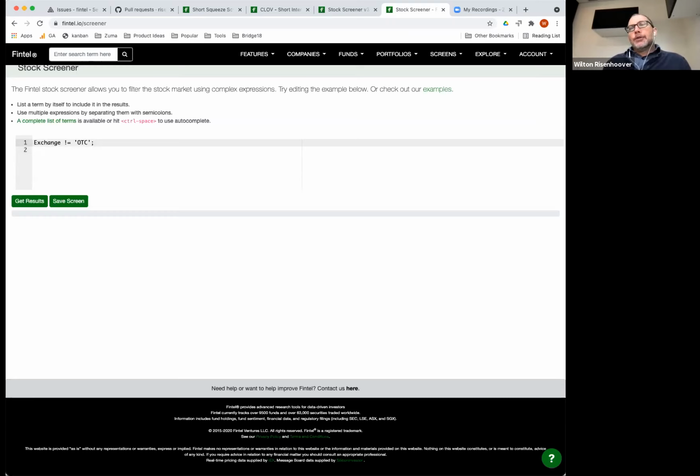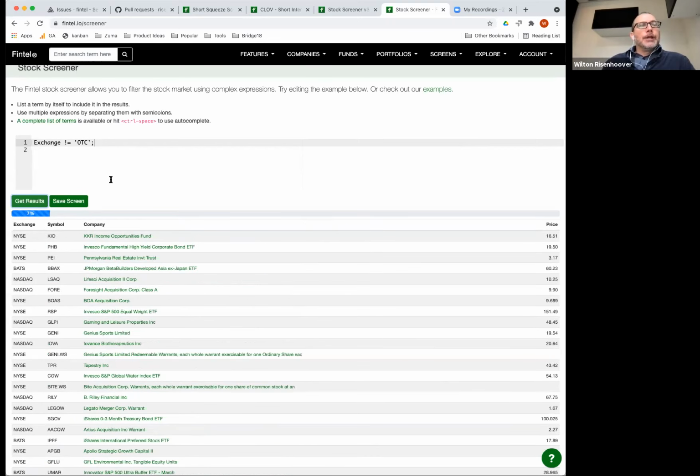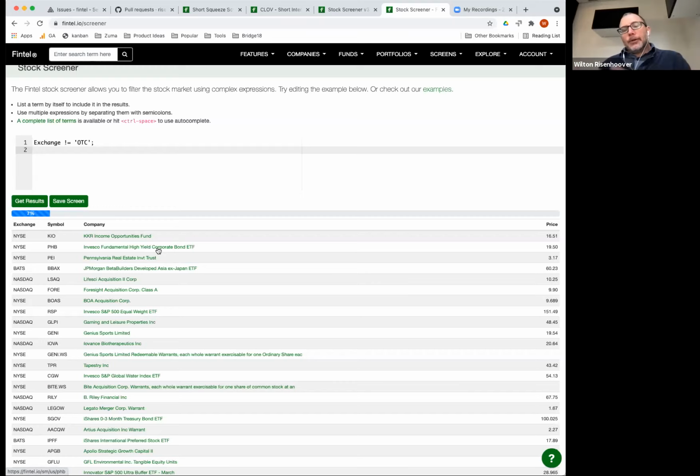What this is going to do is give me all the stocks where the exchange does not equal OTC. I'm going to click on results here, and it's going to go through. If you were to follow it to the end, it would give you a list of all the stocks that are not OTC. Now this includes ETFs. It includes, basically, all the listed securities that we have in our database. So that's the start.